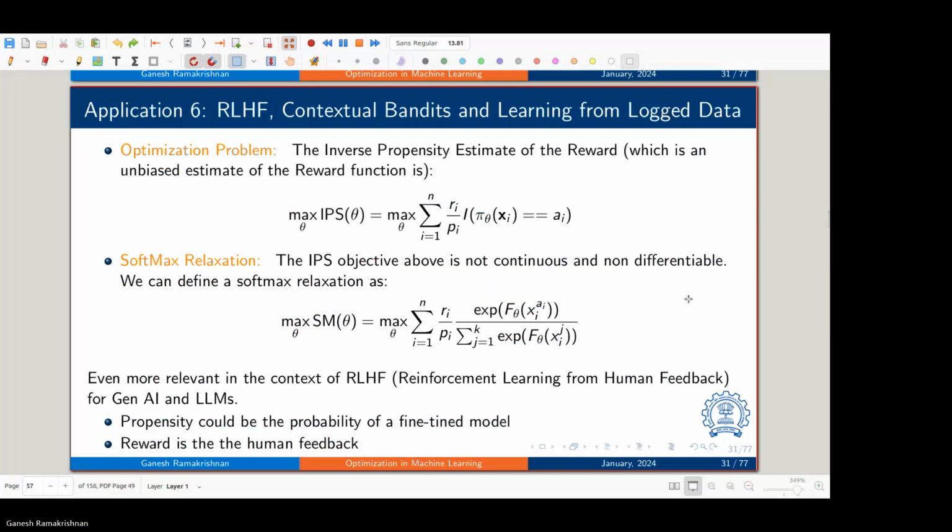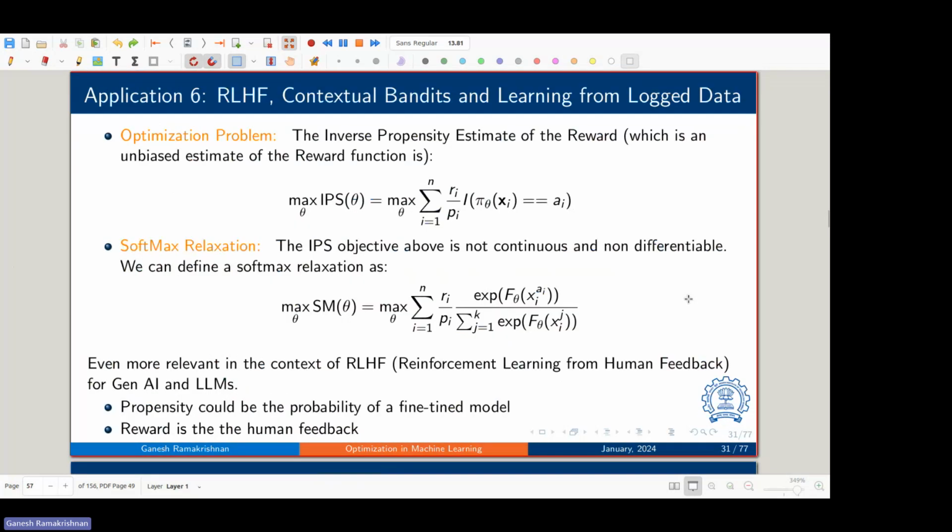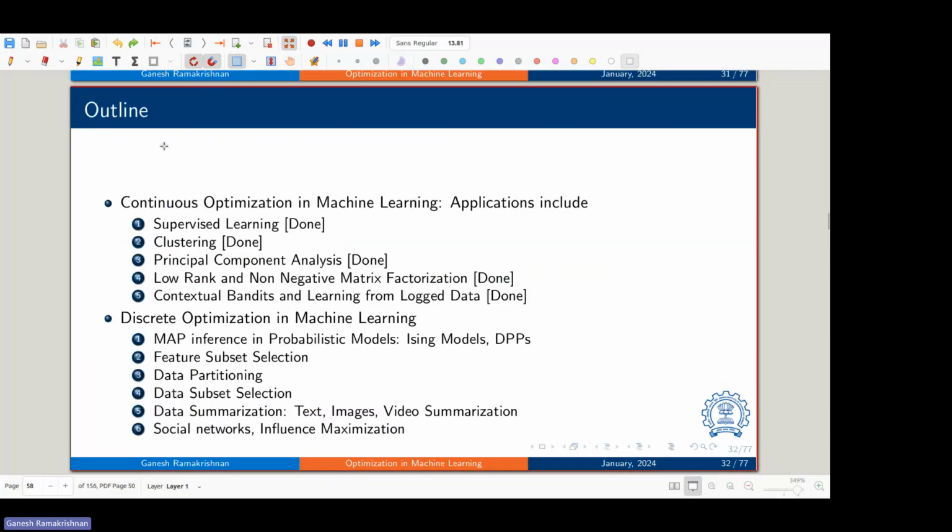Okay, so this brings us to the conclusion of several continuous optimization problems. Now we just get started with some discrete optimization problems. We'll do one today. It will not take so long. You already saw that contextual bandits and clustering had a flavor of discrete optimization as well. But let's look at purely discrete optimization problems now.